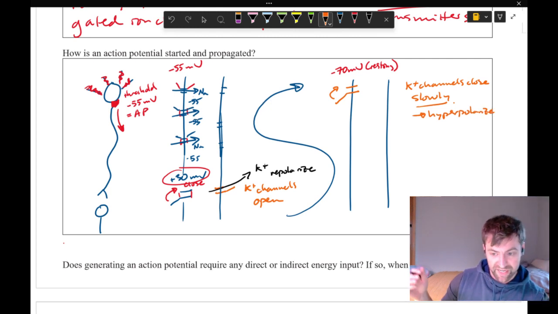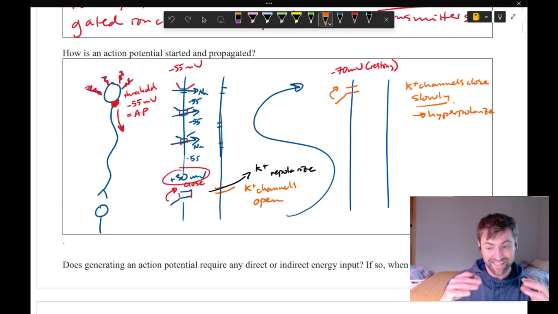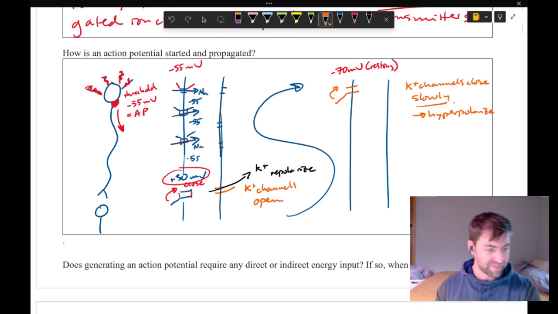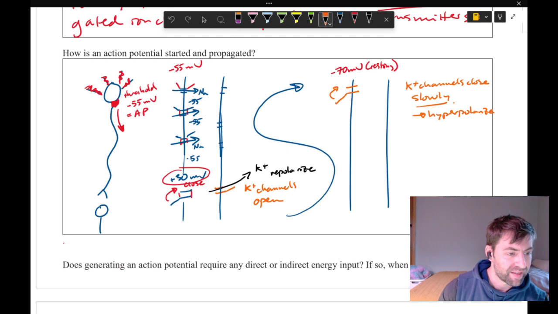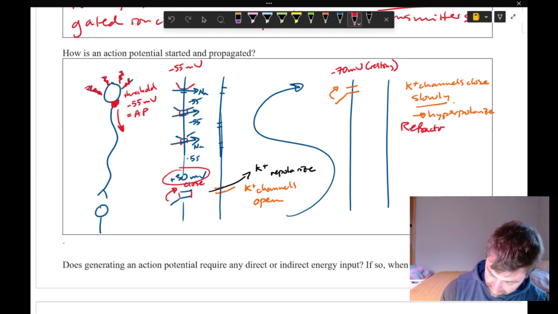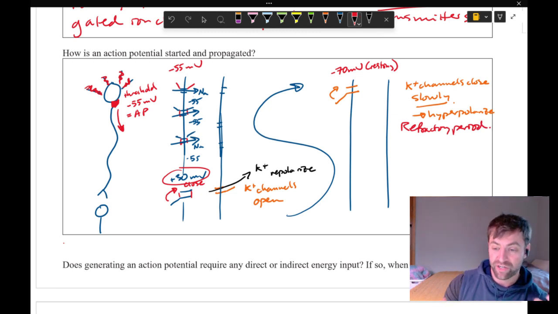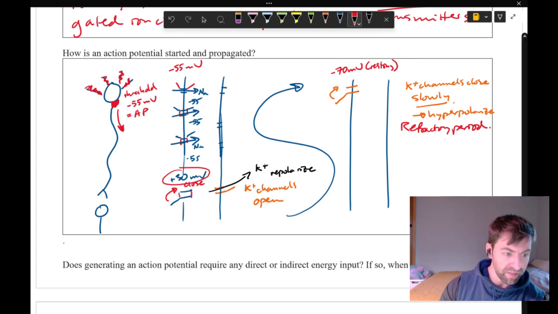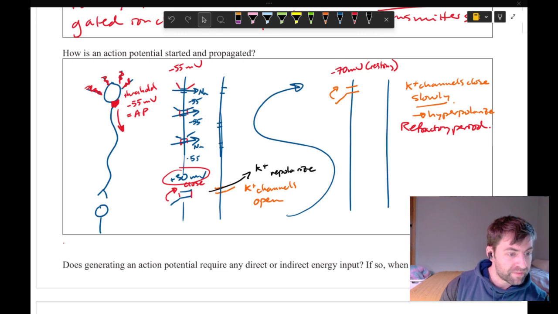So as they're closing slowly, potassium moves in nice and slow, still leaking in. So we get a little bit past resting potential and hyperpolarize. This is the refractory period. Because while it's hyperpolarized, we can't generate another action potential, and all of these gates won't respond to the next one if it were to arrive early. This limits the number of action potentials that can be generated per unit time.